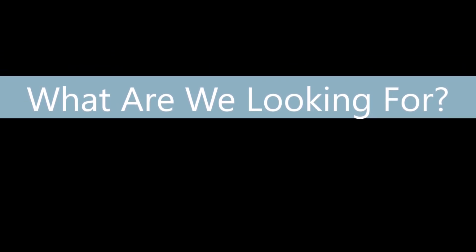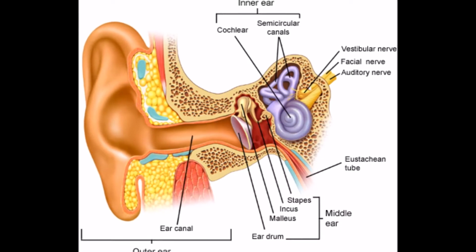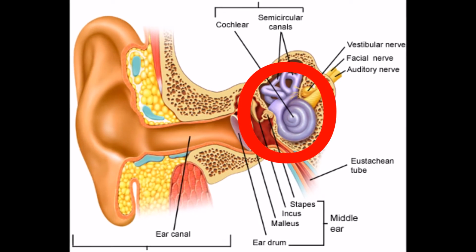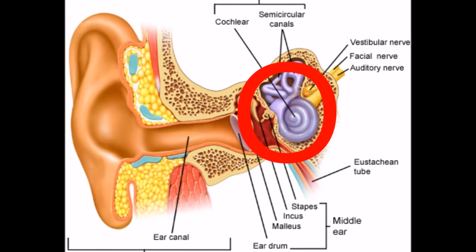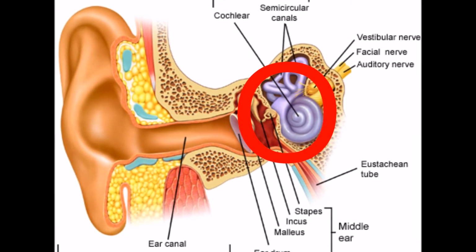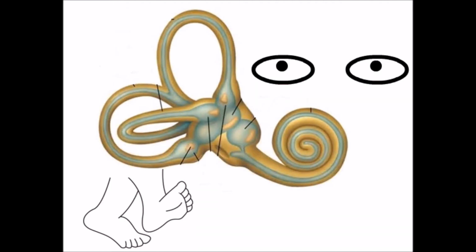Let's start with the basics. What are rotary chair tests even looking for? In the innermost part of your ear is a bony labyrinth that houses the organ for hearing and your vestibular system. Your vestibular system plays an important role in maintaining balance, and it does this along with some other senses, such as visual information and somatosensory information. An example of that is how we feel the ground with our feet.